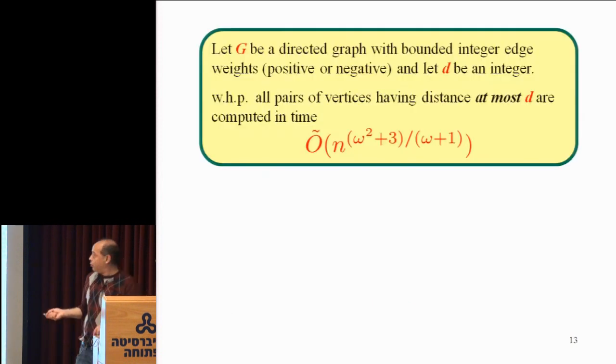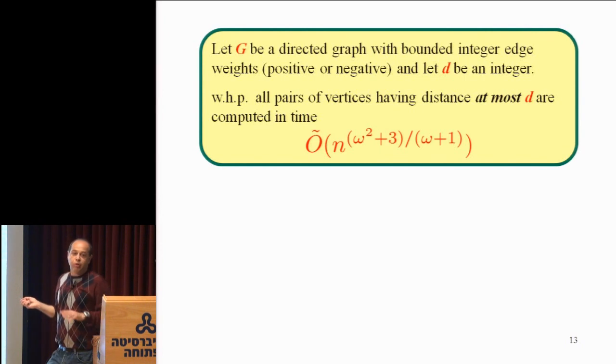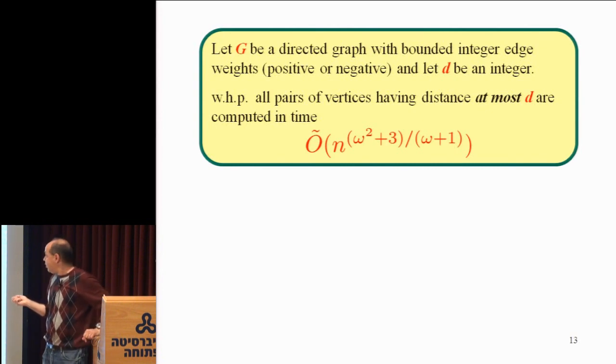So in particular, I want to sketch a very rough sketch of the following result. You give me a directed graph with bounded integer edge weights, say even minus 1, 0, and 1, and you give me some threshold value d. And what we'll do is, with high probability, it's a randomized Monte Carlo algorithm, we'll report precisely all pairs of vertices that have distance at most d. And we'll do it in time.